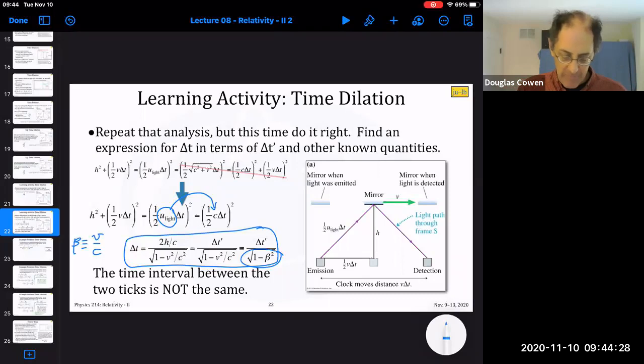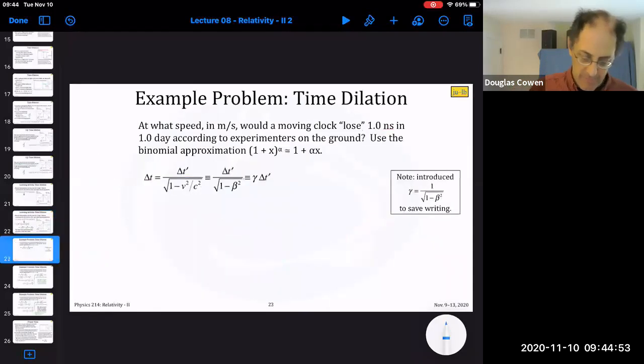What this tells us, this delta t equals delta t prime divided by the square root of 1 minus beta squared, is that the time interval between the two ticks in the S prime and S reference frames are not the same. In one of these frames, the clock is going to tick more slowly than in the other by that factor. So let me do an example problem to illustrate this and to drive home the fact that it's a very small effect most of the time.